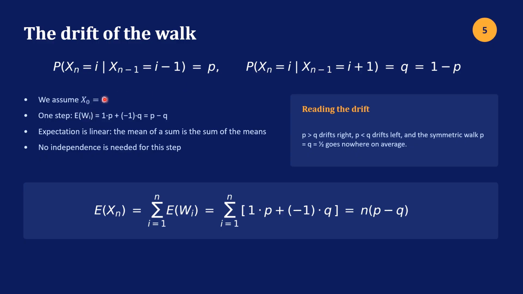We assume x sub 0 is 0, so at step 0, you're at position 0 on your random walk.